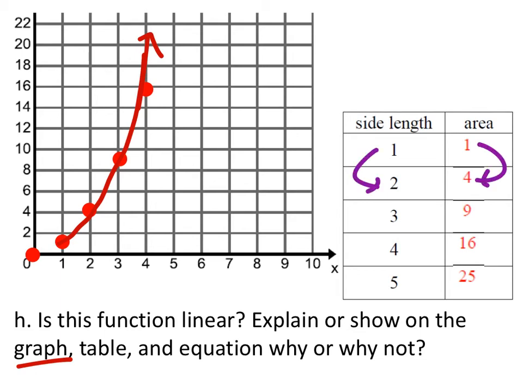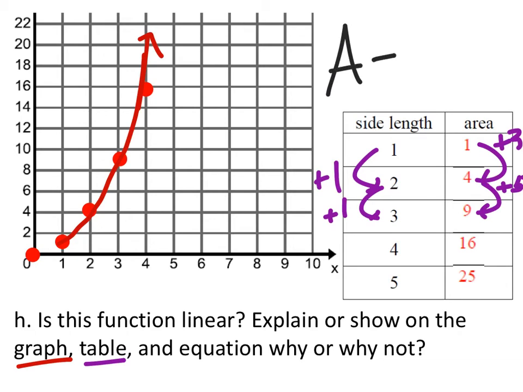For example, from side length 1 to 2, we increase the side length by 1. The area increased by 3. For it to be linear, it would have to be a consistent rate here. But the area here increased by 5, while the side length only increased by 1. That is why this is not linear on the table. For the equation, right, we had A equals S squared. It's not linear with the equation because of the square. Now, if that square was with a number, it wouldn't be a big deal, but this is with a variable which is changing, so that is why the equation is not linear.